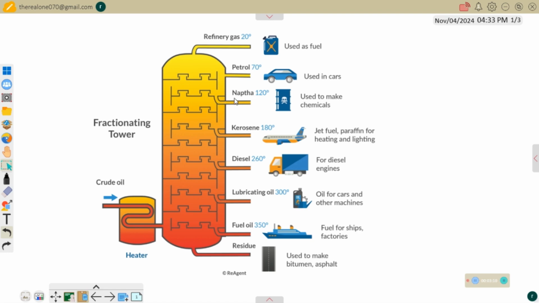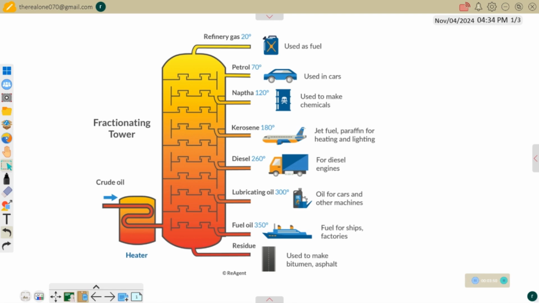Then the next one is naphtha. It boils at 120 degrees Celsius, followed by kerosene at 180 degrees Celsius, followed by diesel at 260 degrees Celsius. Next, lubricating oil at 300 degrees Celsius, and fuel oil at 350 degrees Celsius. Then the residue will be left in the fractionating column and later collected out. This is used as bitumen and asphalt for road construction. So this is how the setup of fractional distillation looks.